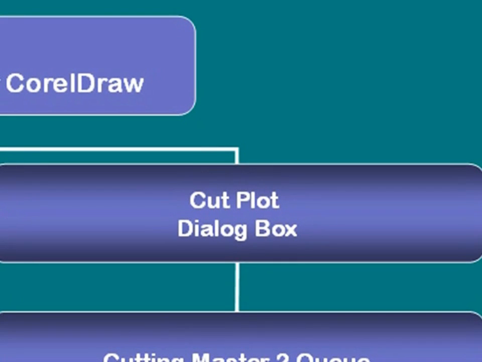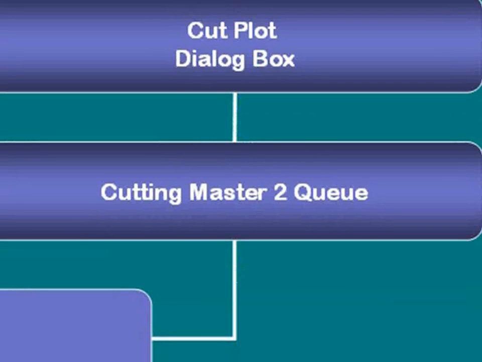But what it also does, when it sends the job, it sends it to the Cutting Master 2 queue. It's kind of like a place where it stores all the drawings that you're going to be sending out to the plotter. So you can stack them up so that you're not waiting for the plotter to complete the job before you can send the next job. It queues them up, in other words, and allows them to go out to the plotter when ready.